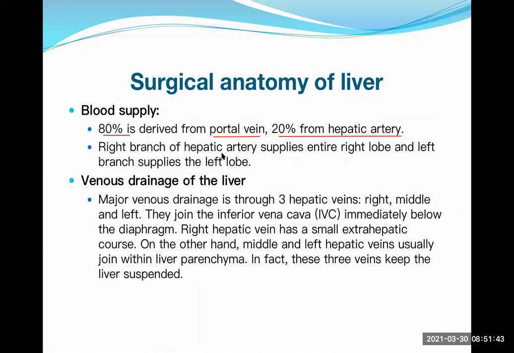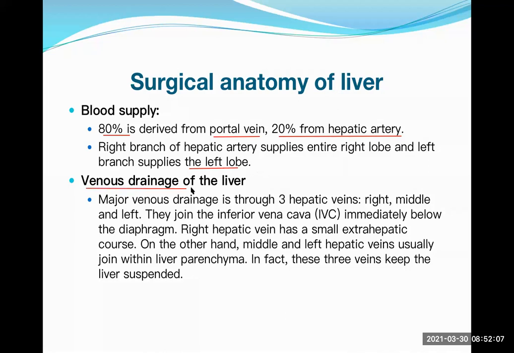The right branch of the hepatic artery supplies the entire right lobe and the left branch supplies the left lobe. So this is again divided into right and left. Right there, into the porta hepatis. The porta hepatis is an entrance to the liver. You can say exit from the liver also, but not all structures exit from there. We'll talk about that a bit later.